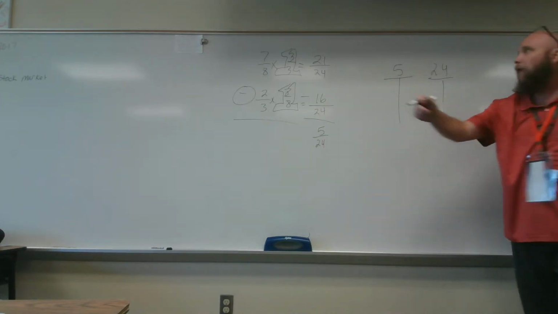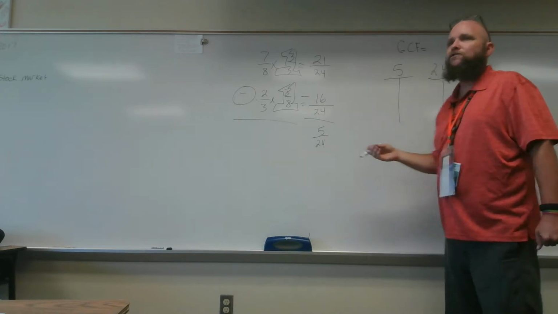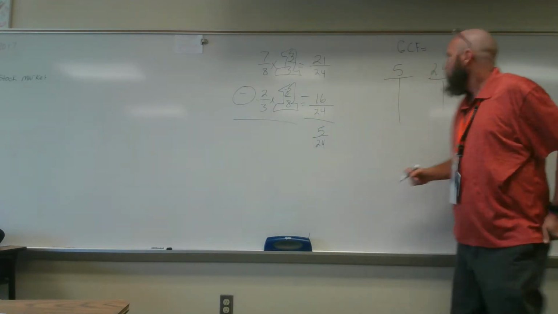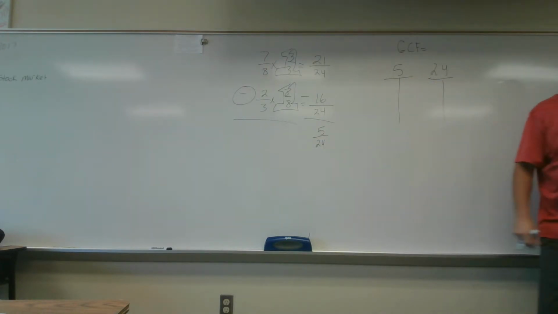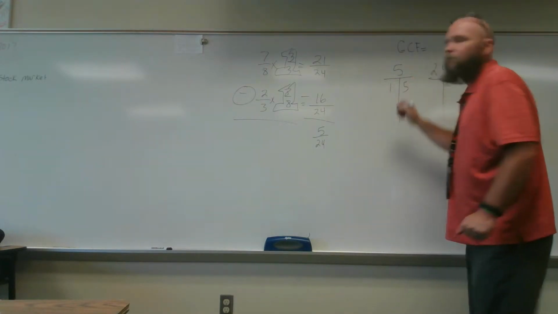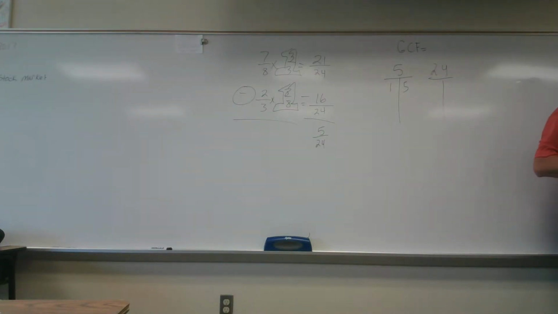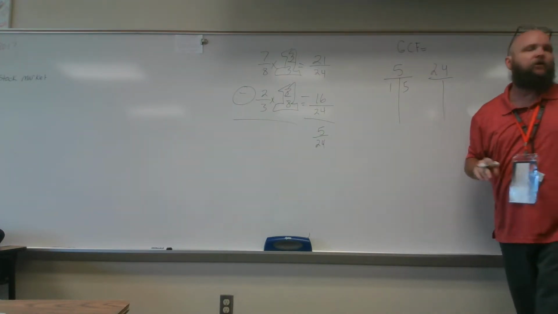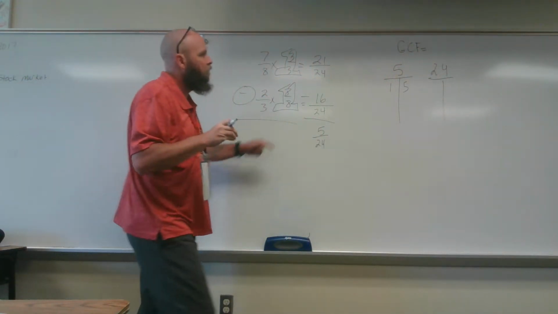The greatest common factor is what it's called. I should have taught you guys this before. I did! All right, Ryan, what are my factor pairs for 5? 1 times 5. And that's it. So it's what kind of number? Prime. Thank you. Prime numbers have only 2 factors, 1 and themselves.